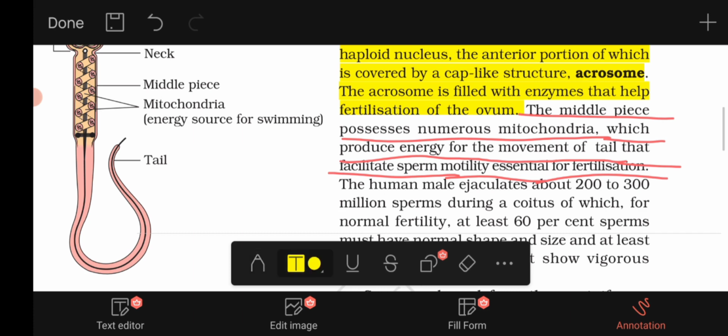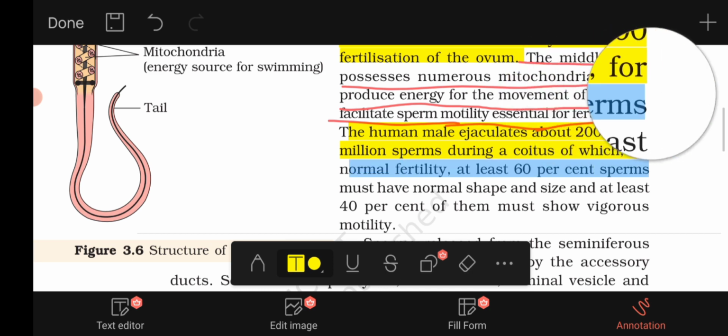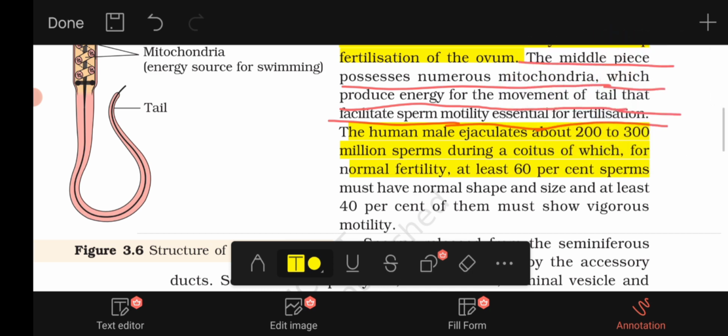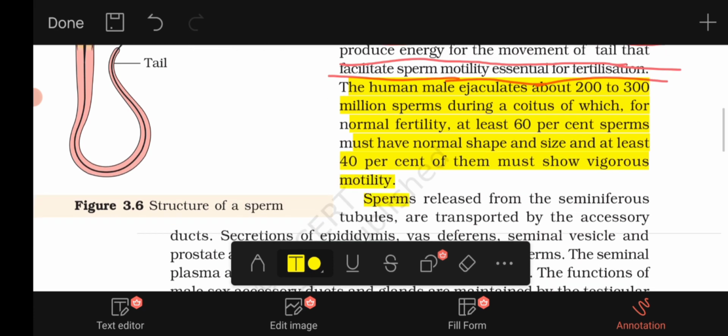A human male may ejaculate about 200 to 300 million sperms during a coitus, of which for normal fertility at least 60% must have normal shape and size, and at least 40% of those 60% must show vigorous tail motility. A normal human male ejaculates around 200 to 300 million sperms, and in these sperms, at least 60% must have normal shape and size, and at least 40% of those 60% must show vigorous tail motility.